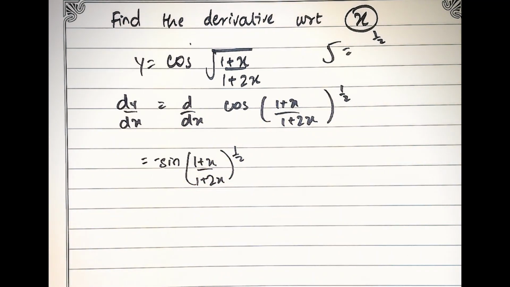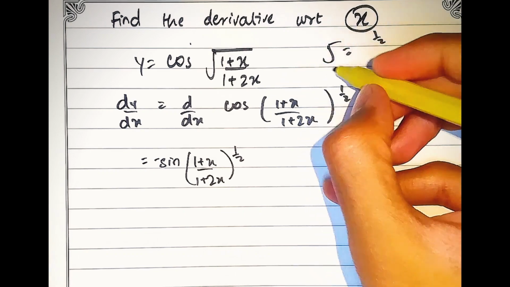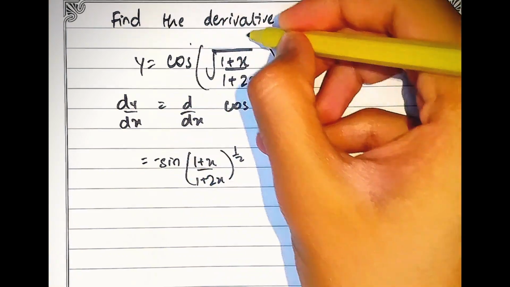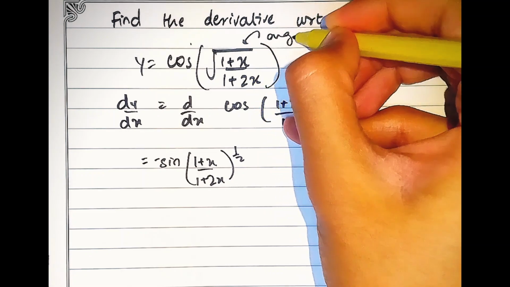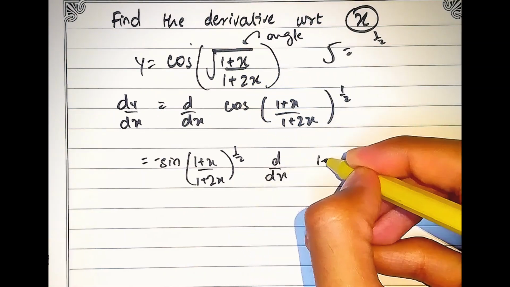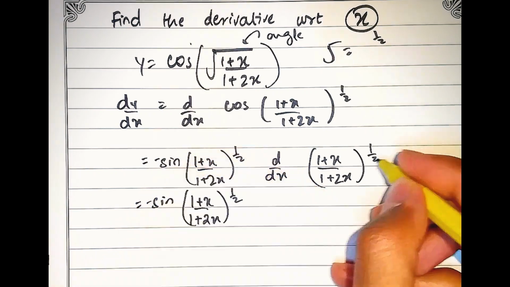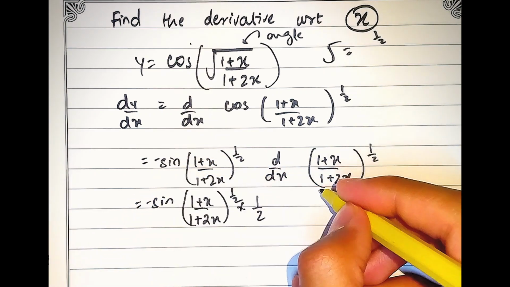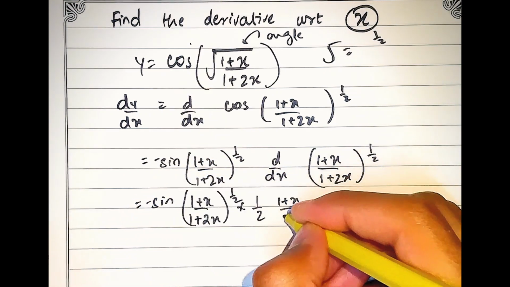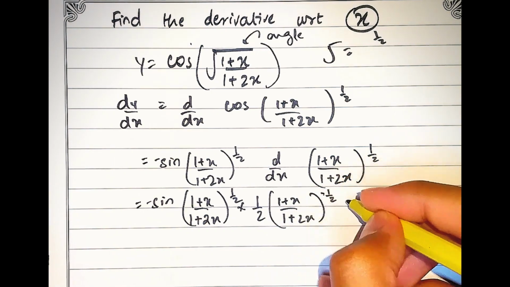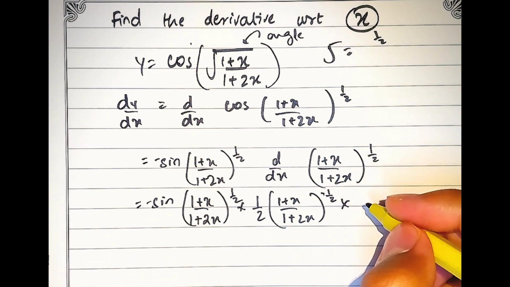the derivative of the angle. Now, what is the angle? The angle is anything which is present right over here. The angle for cos, if we see right over here, would be this thing, right? So the derivative of (1 plus x divided by 1 plus 2x) power 1 by 2. So now minus sine, now the power would come at the beginning, then (1 plus x divided by 1 plus 2x), 1 divided by 2 minus 1, it would be negative 1 by 2, multiplied by again the derivative of the angle.